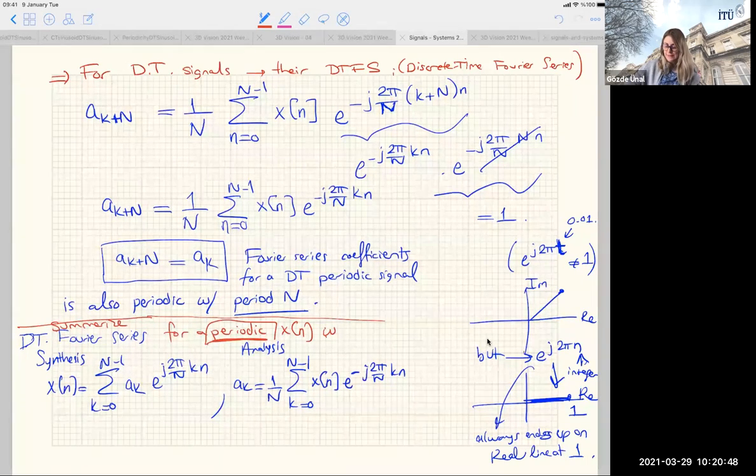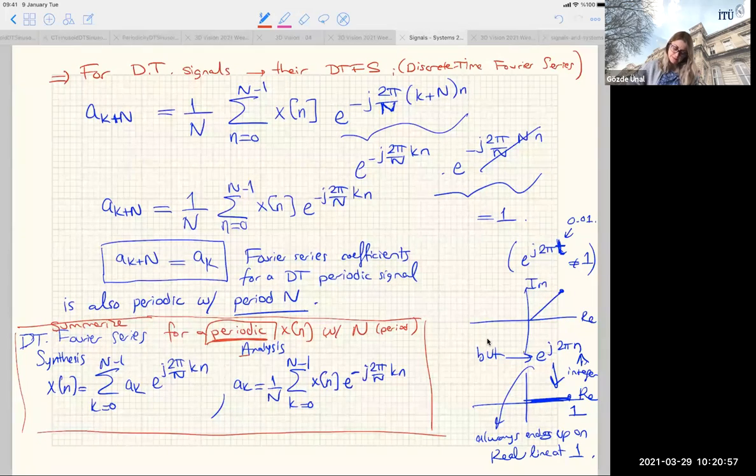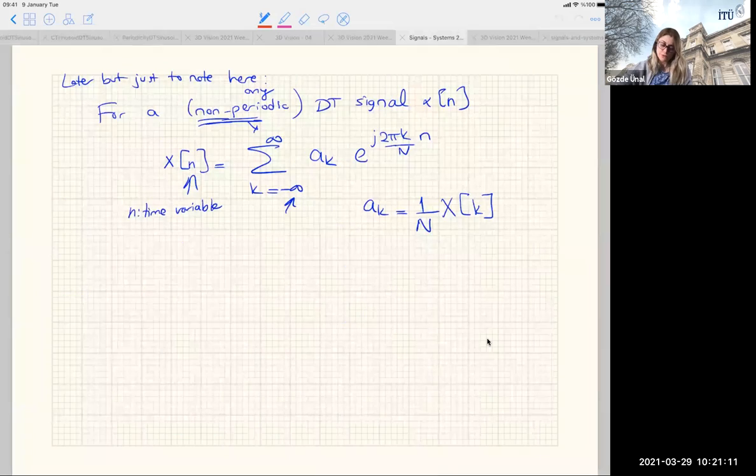With N the fundamental period, this was the summary here, the analysis and synthesis equations. So you see this 1 over N could go with a_k. Okay, a_k was 1 over N already. This is actually relating to the discrete time Fourier coefficients, a_k equals 1 over N times X_k.